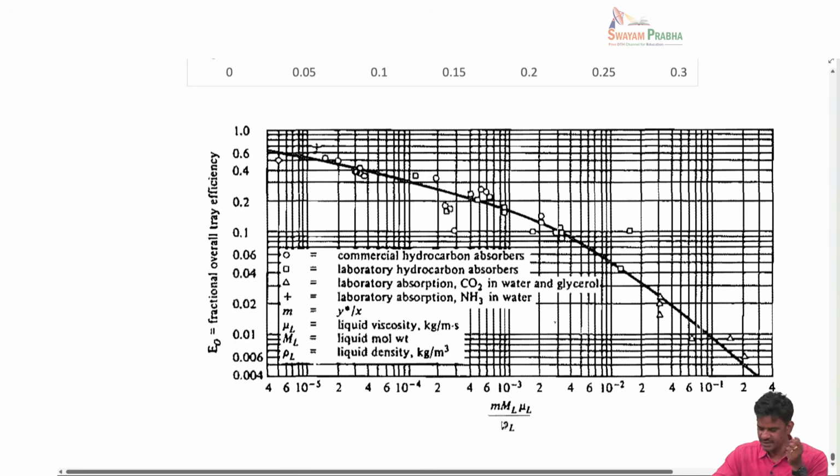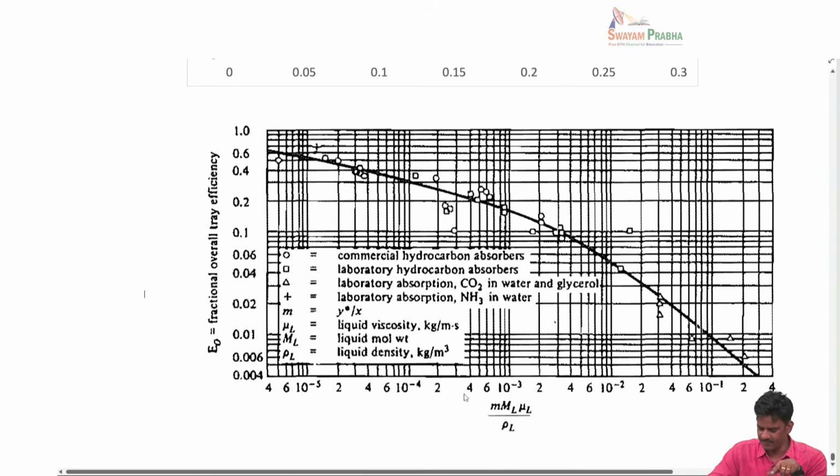On the x-axis, we have a group of terms related to the liquid properties. m here is the slope of the equilibrium line, ML is the average molecular weight of the liquid, mu L is the viscosity, and rho L is the density. These are all physical properties that we can easily get. Once we know that value, we can look at the plot and reach this continuous line, which tells you about the efficiency. One thing you can note is that the maximum efficiency this plot shows is about 60%, and anything less than that.